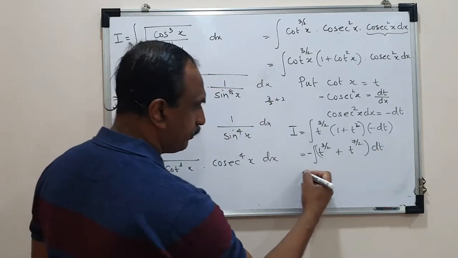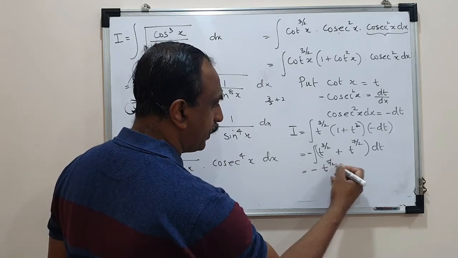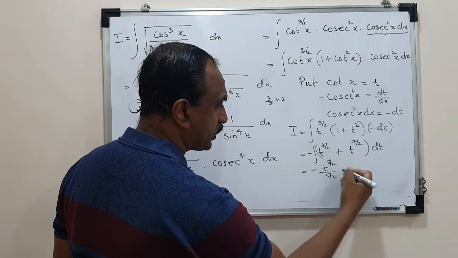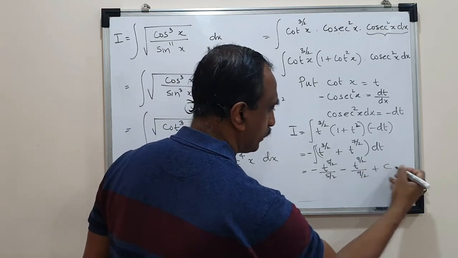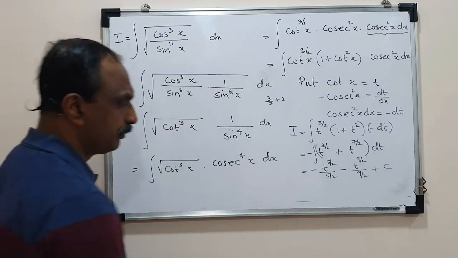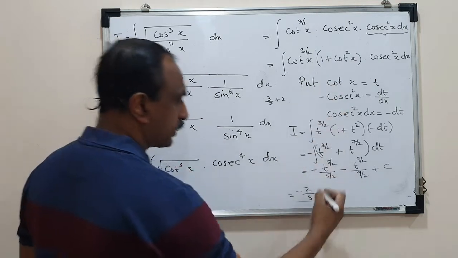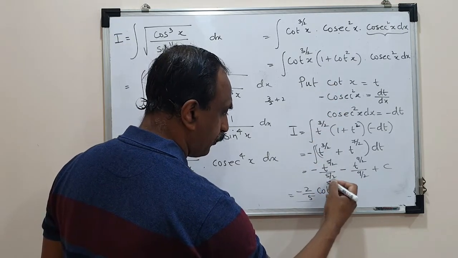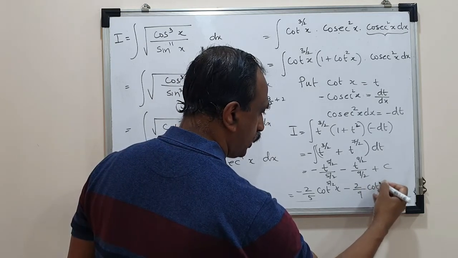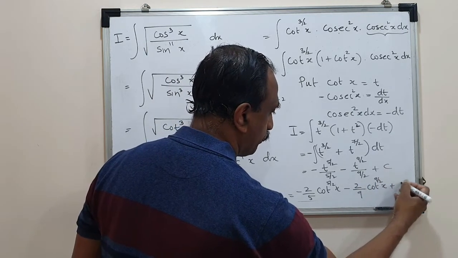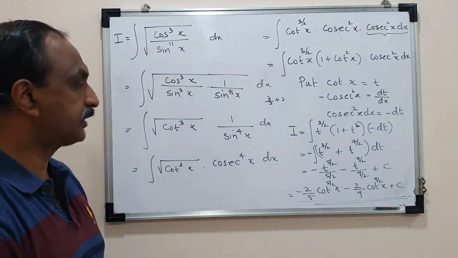Now I can integrate that. Minus, increase the power by 1: t raised to 5 by 2 upon 5 by 2. Increase the power by 1: t raised to 9 by 2 upon 9 by 2, plus c. Now what can we do? We can replace t by cot x. So cot raised to 5 by 2 x minus 2 by 9 cot raised to 9 by 2 x plus c. This becomes your final answer. This is how you can easily integrate.